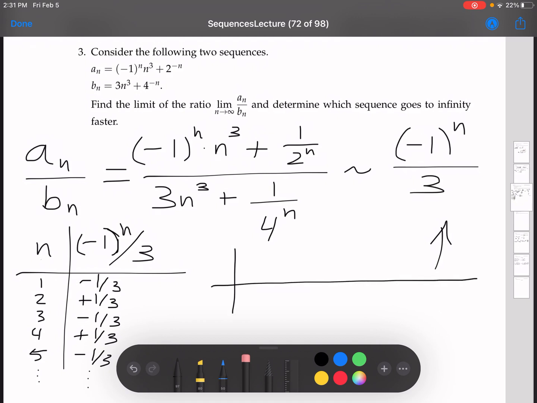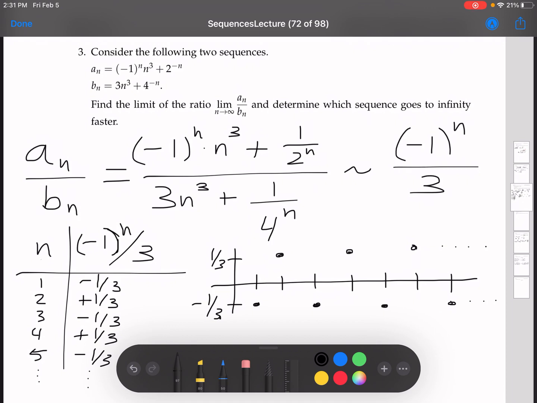So what does this thing look like? Let's see, here's 1/3, so here's negative 1/3. Let's say here we are at 1. At 1, we were at negative 1/3. At 2, we were at positive 1/3. At 3, we were at negative 1/3. 4, up there, there, there, and there. And this just keeps on like this forever.